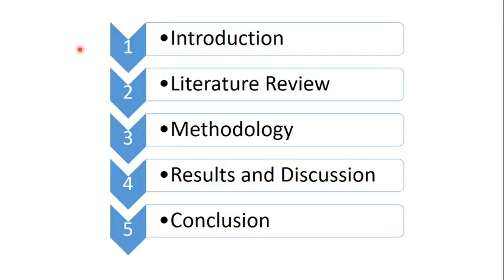Whether you are doing a PhD, a Master's or a BS thesis, it mainly has 5 chapters. The first chapter is about introduction, then we have literature review, methodology, results and discussion, and finally the last chapter is about conclusion. We have made a separate video on each chapter. By watching those videos, you can conveniently write all of these mentioned chapters.